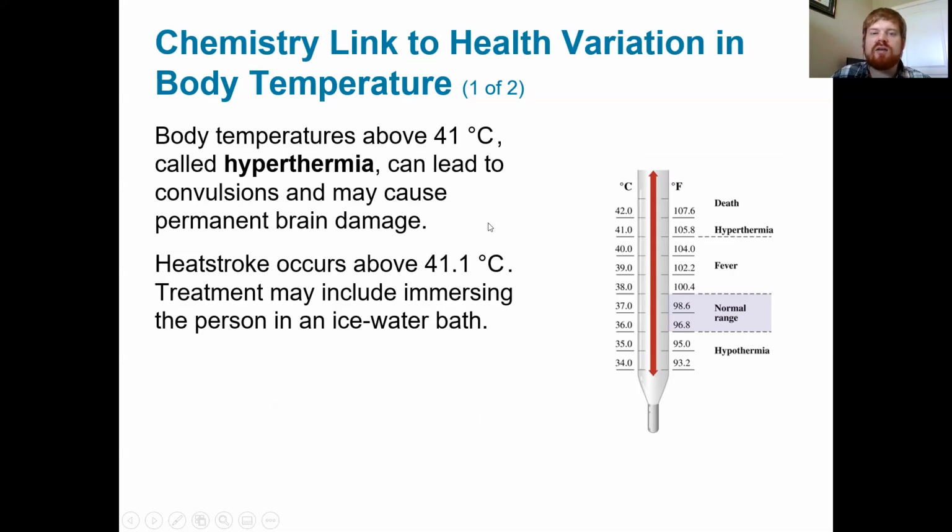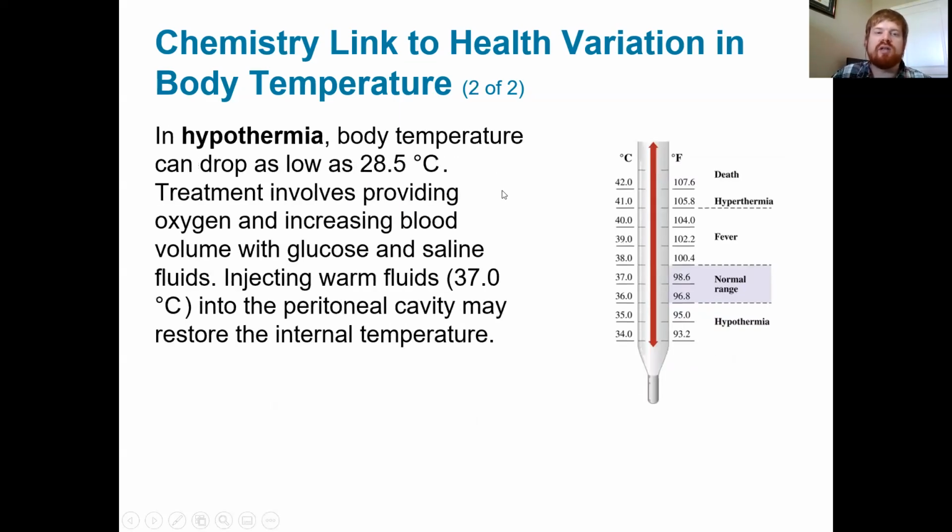The key thing is, the higher the temperature, the more molecules are moving, the faster they're moving, and that can cause problems for your neurons, for example, in your brain. Now, the other scale is hypothermia. Hypothermia is when your body temperature drops as low as 28.5 degrees Celsius. In this case, you need to provide oxygen and increase blood volume by using glucose and saline fluids, and also injecting warm fluids up to normal body temperature, that is 37.0 degrees Celsius, into the peritoneal cavity to help restore that internal temperature.